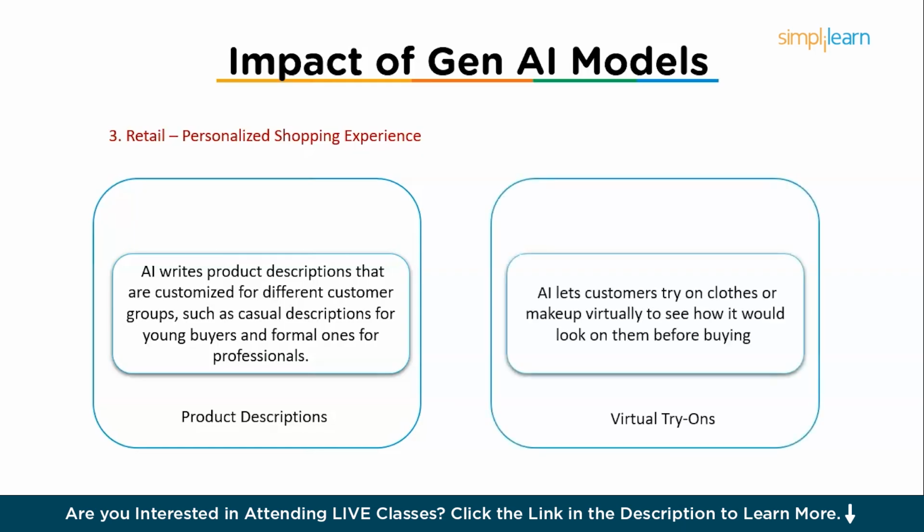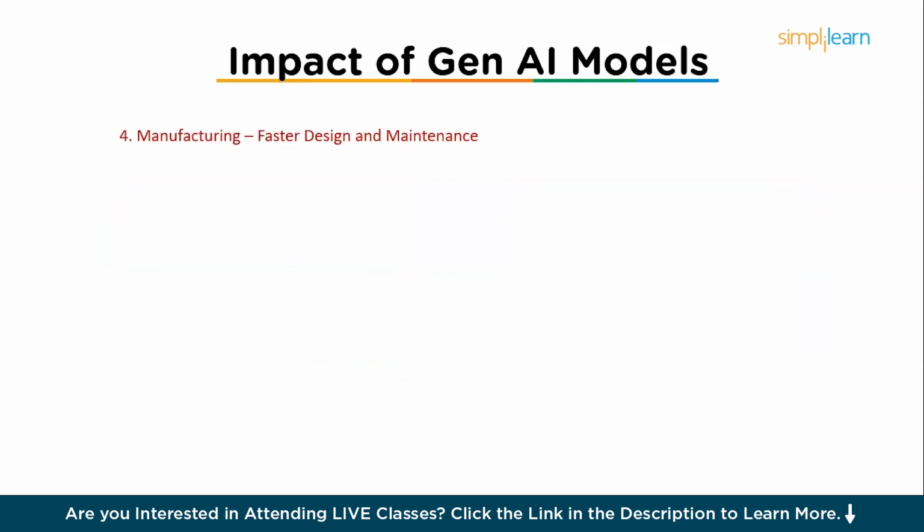And then we have virtual try-ons. AI lets customers try on clothes or makeup virtually to see how it would look on them before buying. For instance, Sephora's app uses AI to suggest makeup and lets users see how it looks on their face using their phone camera. So now moving on to the fourth one, we have manufacturing.